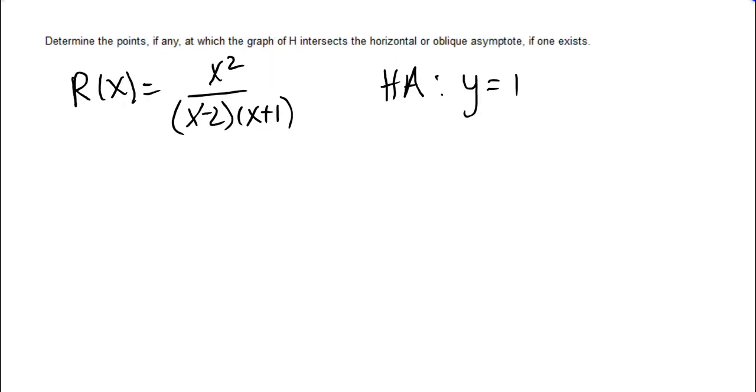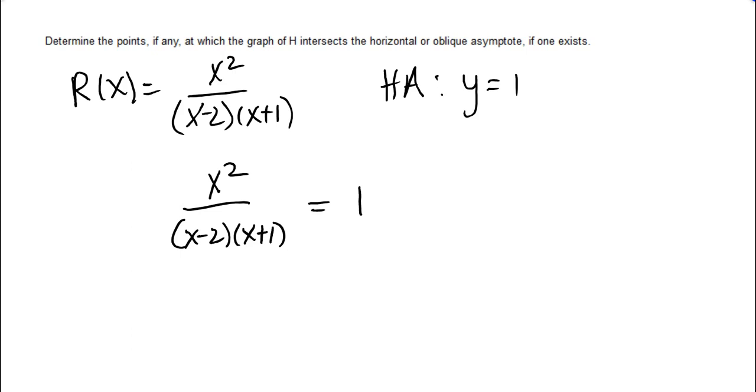We just determined that we have a horizontal asymptote at y equals 0. And the next part we want to focus on is if the graph intersects that rational function. So we want to take a look and see if our graph will intersect that rational function. The way we do that is we set the rational function x squared over x minus 2 times x plus 1 equal to our horizontal asymptote. This is going to tell us when they're equal to each other, when they overlap, when they intersect.